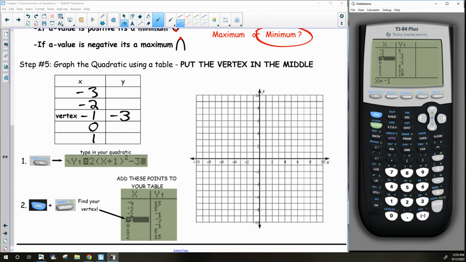All right, click your Y equals. X button. We ever plug it in? If you're not going to use it, you can't keep it, right?